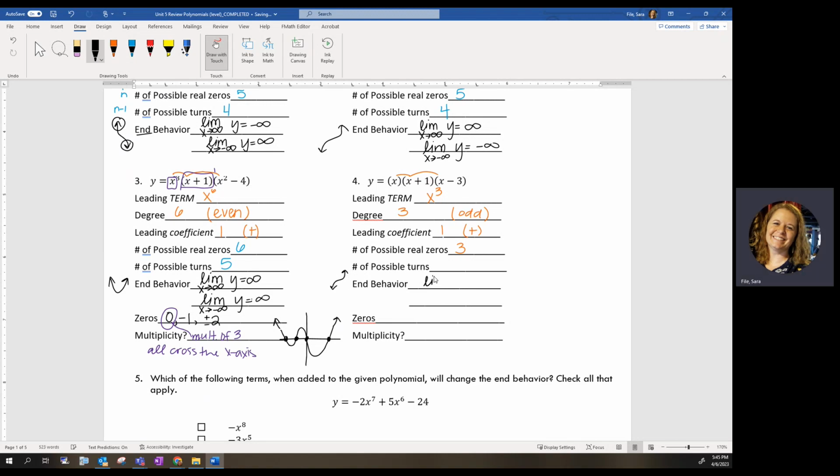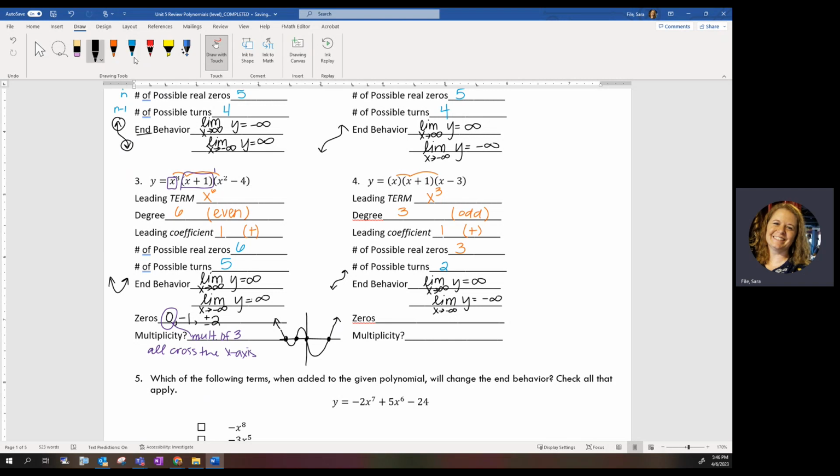So the limit as x approaches infinity, that's the right side, is going up to infinity. And the limit as x approaches negative infinity, that's the left side, y is approaching negative infinity. So the right is going up, the left is going down. The possible number of turning points is always 1 less than the possible number of zeros, 1 less than the degree, so 2. Now, what are those zeros?